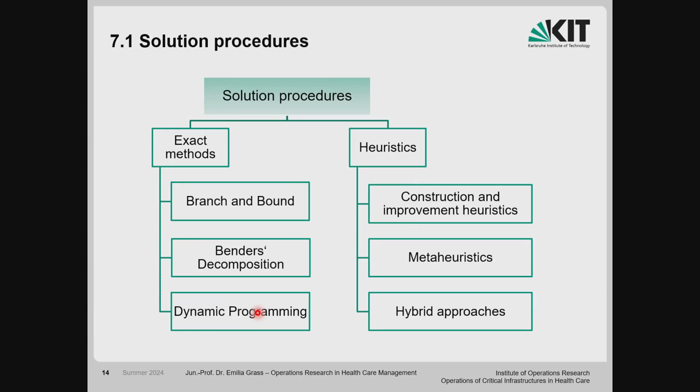Okay, let's start with the solution procedures, because often you can solve it using an exact method. I think branch and bound you are familiar with. Benders decomposition, or also dynamic programming if you have some time included. And then, if you cannot solve it, and you often cannot because they're pretty difficult, NP-hard in general, then we can have some kind of heuristics and use some construction and improvement heuristics. Maybe you remember that. Then we have the metaheuristics and some kind of hybrid approach.